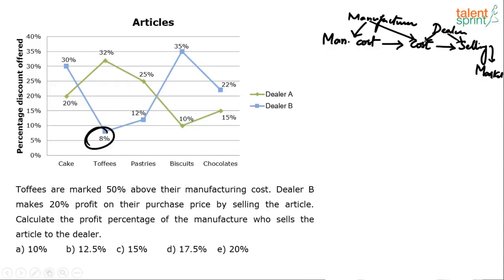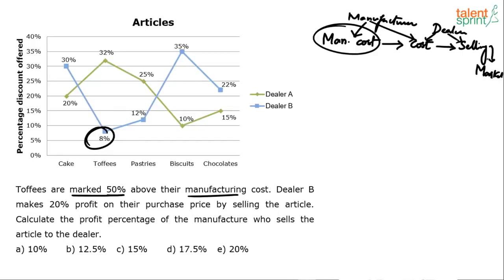So read the question carefully. This is very, very important, right? Toffees are marked 50% above their manufacturing cost, not 50% above the cost price. Generally, when we mark up some values, we mark it up on the cost price. But this time you have to mark it up on the manufacturing price. The manufacturer has a manufacturing cost, and there is a selling price, which becomes the cost price for the dealer. Dealer's cost price, dealer's selling price.